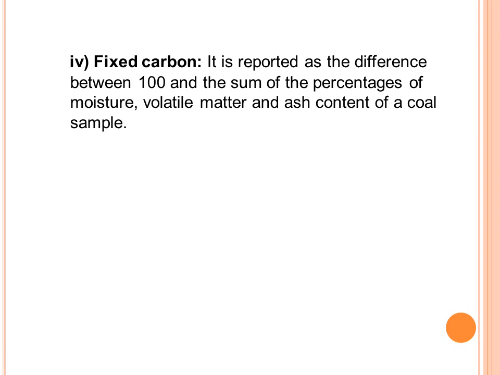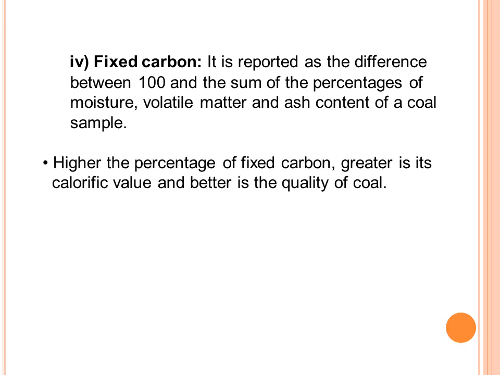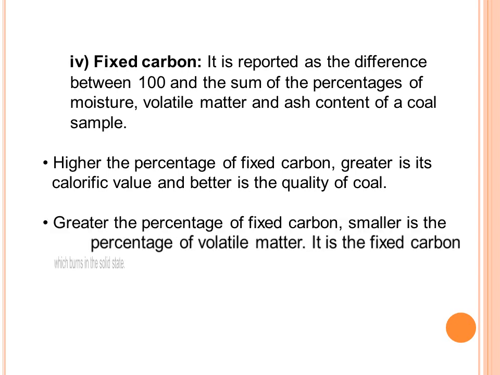Last part in proximate analysis is the percentage of fixed carbon. What is the formula for fixed carbon? It is 100 minus the sum of the percentages of moisture, volatile matter, and ash content of a coal sample. The higher the percentage of fixed carbon, naturally the greater its calorific value and the better its quality.